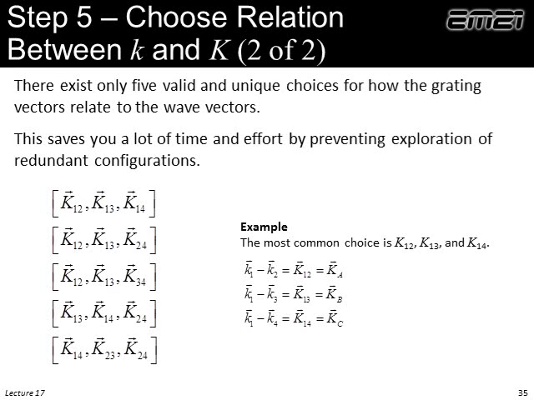So here they are. And I put a lot of work into figuring this out, and here it is. So those are the only 5 that we have to explore. Now I can say the most common choice is this K12, K13, K14 combination. That's by far the most common choice, and that's this first one. But we could also choose these last 4, and there's consequences of doing that.